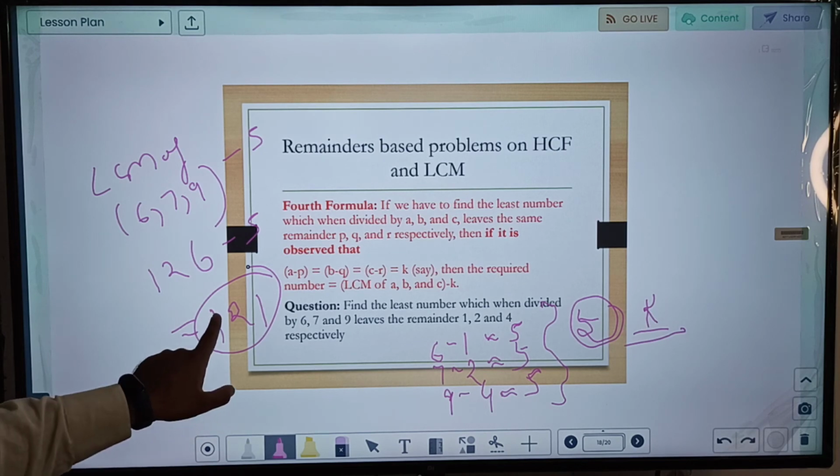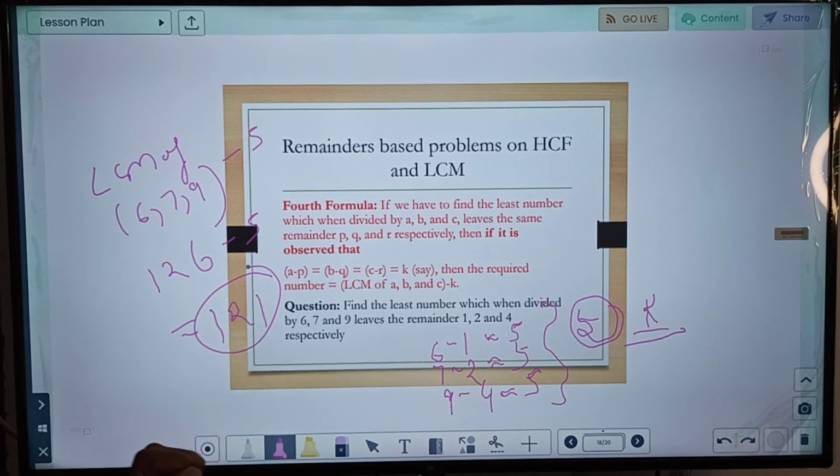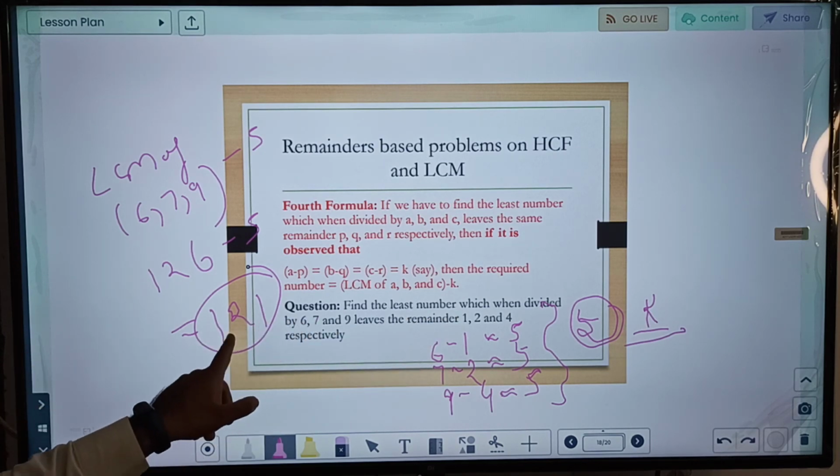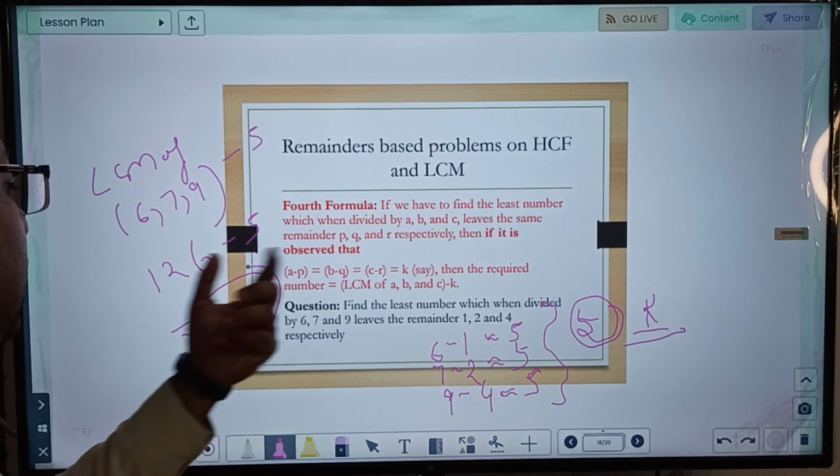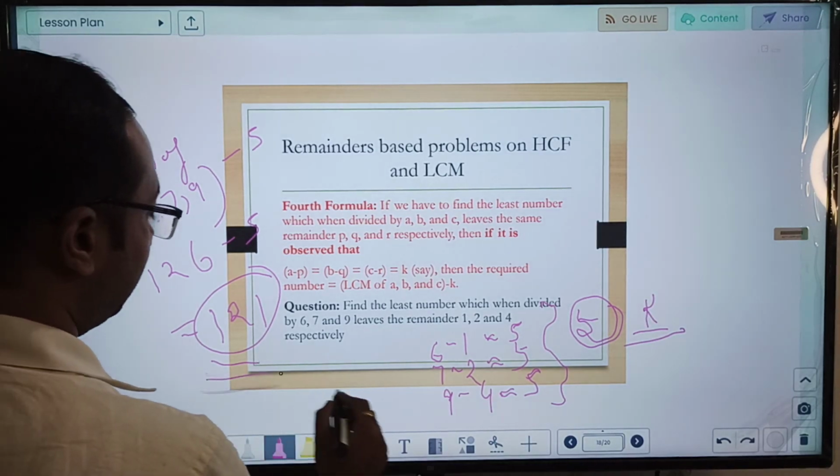So let us check. If we divide 121 by 6, the remainder will be 1. Yes. If we divide it by 7, the remainder is 2. And if we divide it by 9, the remainder is 4. So this is the answer.